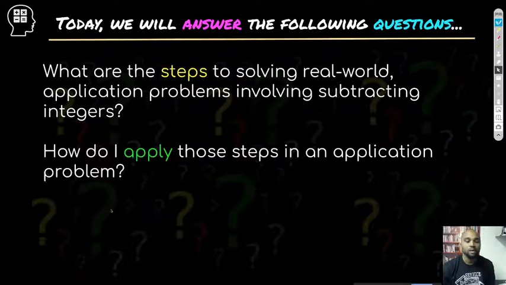What are the steps in solving real-world application problems involving subtraction and integers? Yes, we went through the steps of how to do that. Those 5 steps, we use them each time. How do I apply these steps in an application problem? We showed, using those 3 problems, how you can actually apply them. So you are now ready to tackle your own problems.